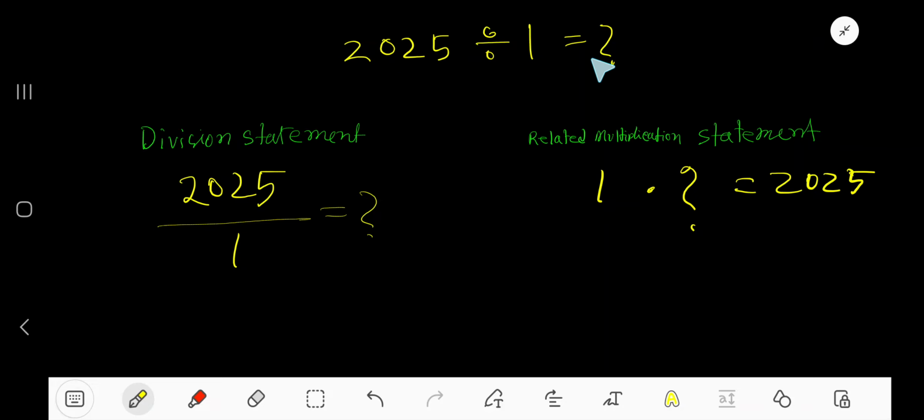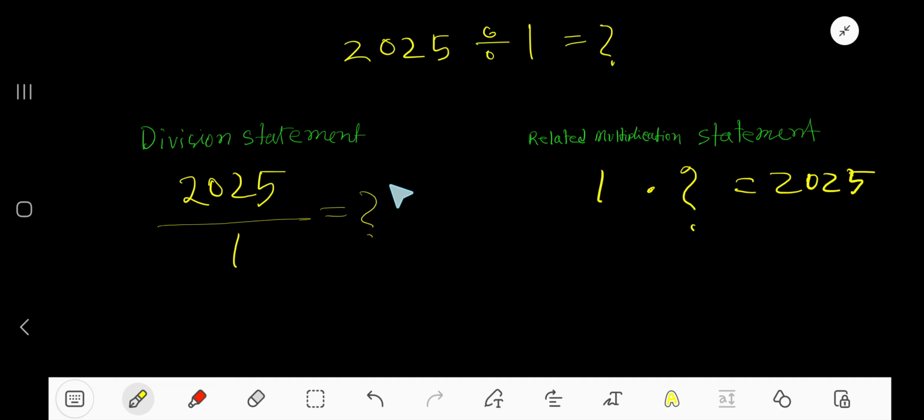2025 divided by 1 equal to what? What is the quotient or answer? The division statement is 2025 divided by 1. What is the quotient? The quotient is 2025. Actually, if you divide a number by 1, the answer will be that number itself, that is 2025. This is the division statement.